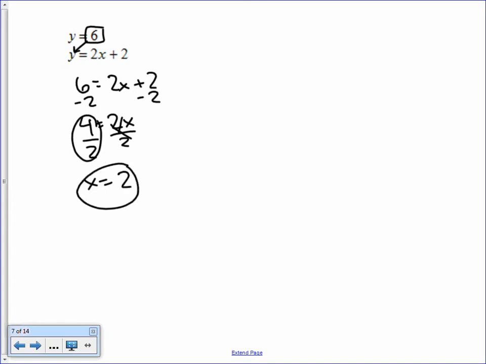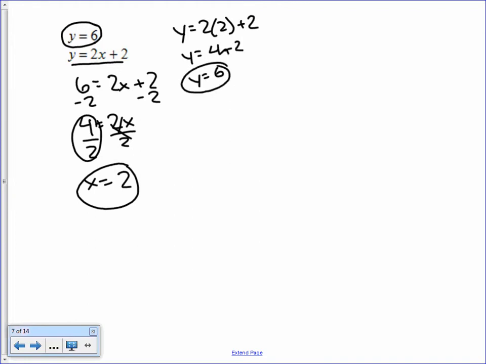So to find the y value, what you could do is plug it into this equation and get your y value, but one of the original equations already tells me that y equals 6. So that already gives me my y value. What you could do also is just plug 2 in for x. Y equals 2 times 2 plus 2 if we plugged it into the other equation, which would give me y equals 4 plus 2, which would be y equals 6. Either way, you're going to get a y value of 6. So 2 comma 6 is going to be my answer.